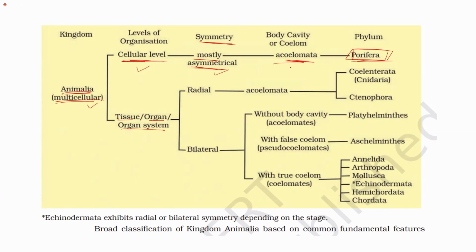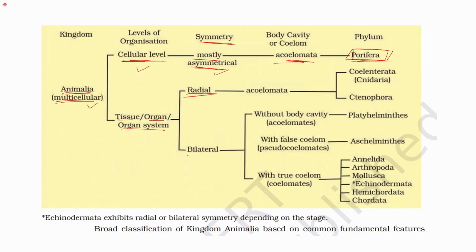Most of them are asymmetrical. They are acoelomates. They do not have a body cavity present, right? So these are the basic characteristics of the phylum Porifera, and we have the tissue level of organization, and the organ or organ system level of organization. So those organisms can then be classified on the basis of symmetry.